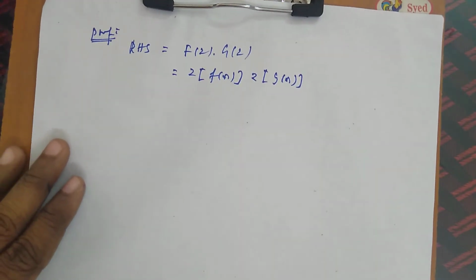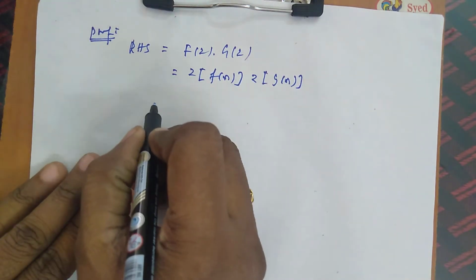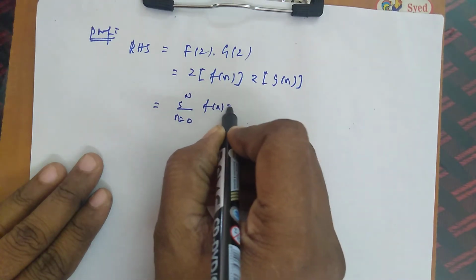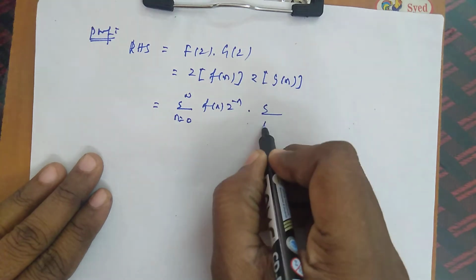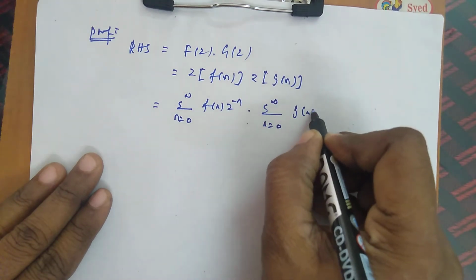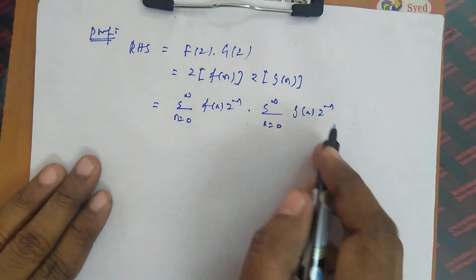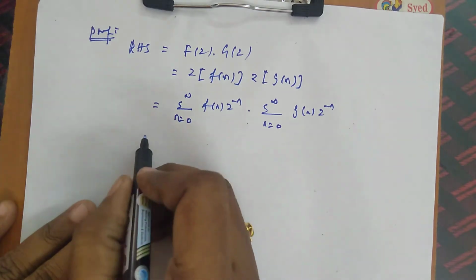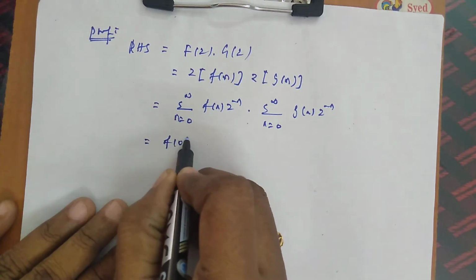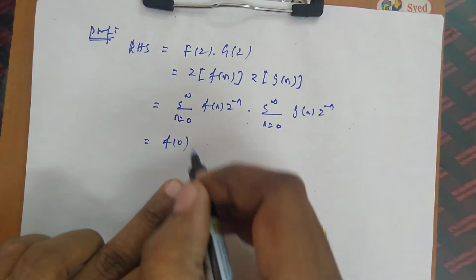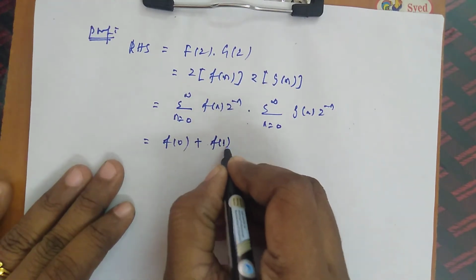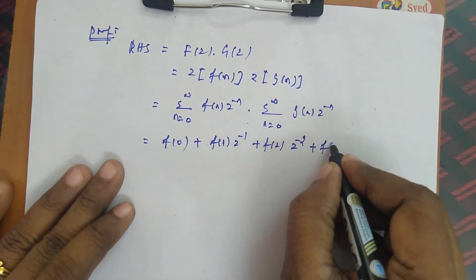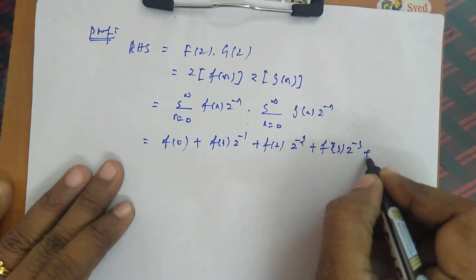So Z of f of n is nothing but the Z transformation definition. What is that? That is equal to sigma n equal to 0 to infinity f of n into z power minus n, into, for this also, sigma n equal to 0 to infinity g of n into z power minus n. So now we have applied the Z transformation result. Now we are going to give values for n. When n equal to 0, f of 0, z power minus 0, anything power 0 is 1, then n equal to 1, so f of 1, z power minus 1, then n equal to 2, f of 2, z power minus 2, then n equal to 3, f of 3, z power minus 3 plus etc.